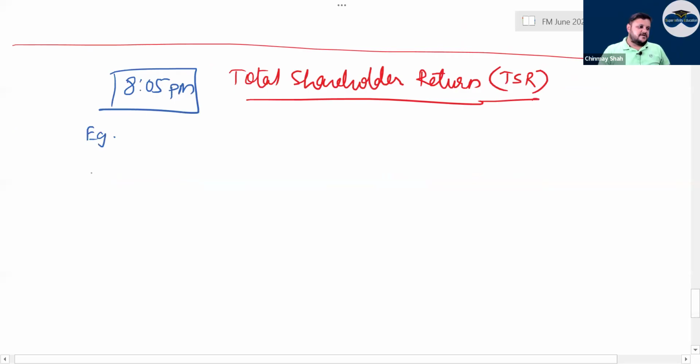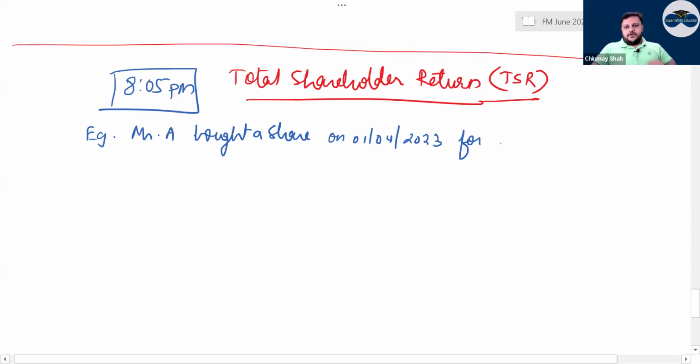Example. Mr. A bought 100 shares for $15 per share.